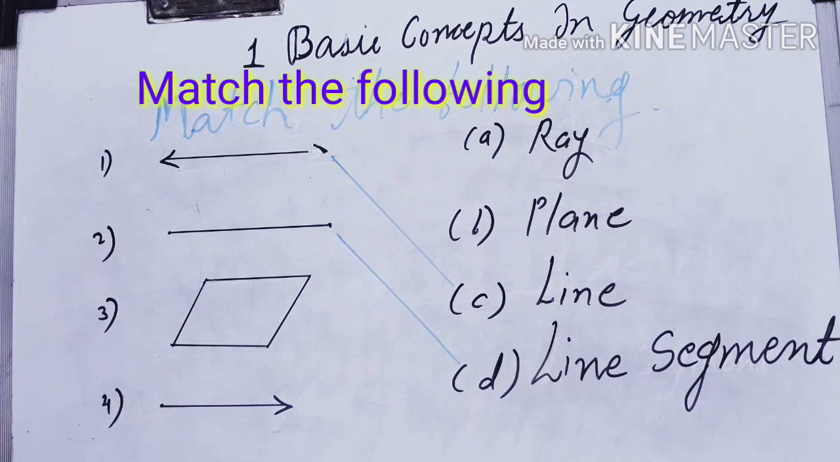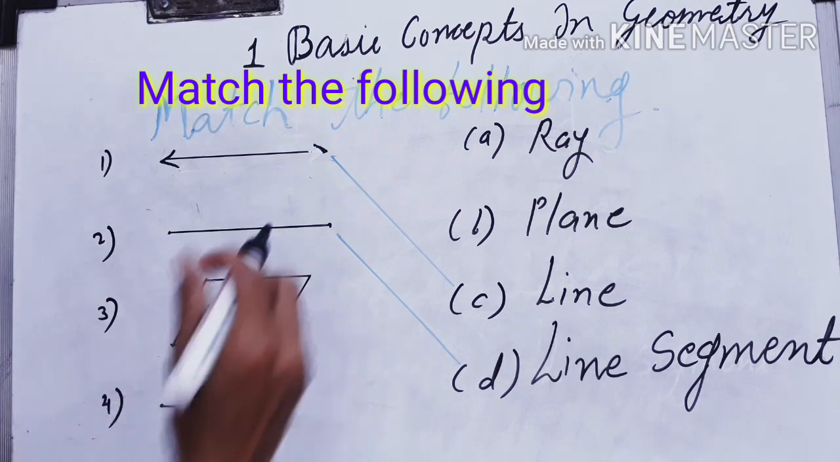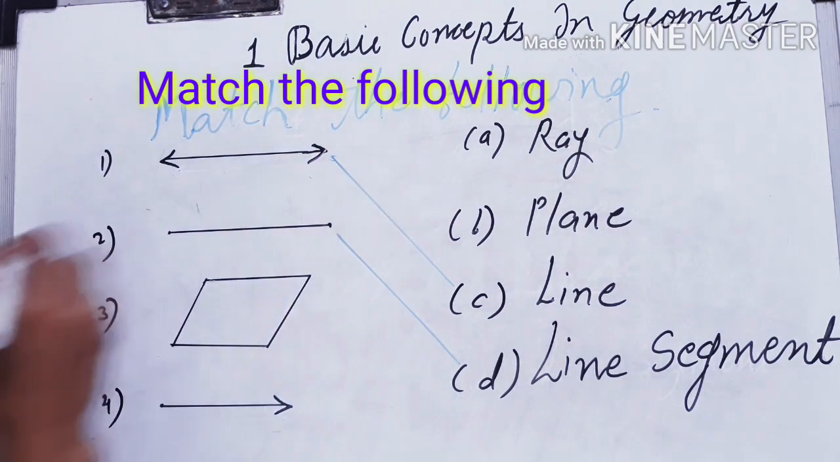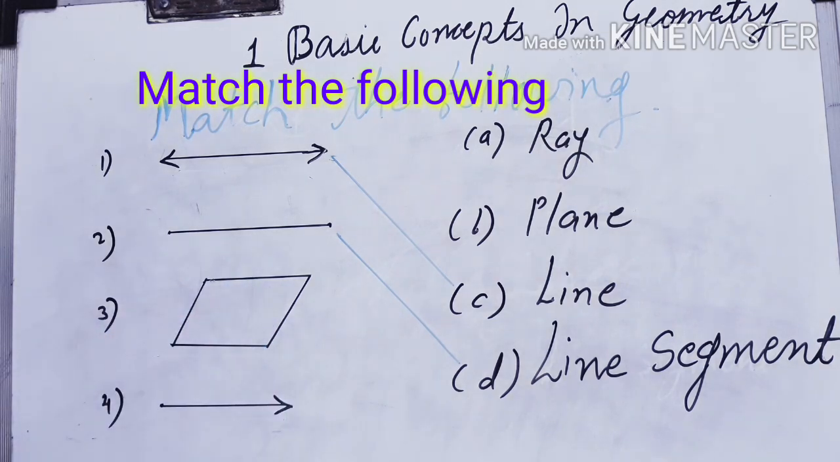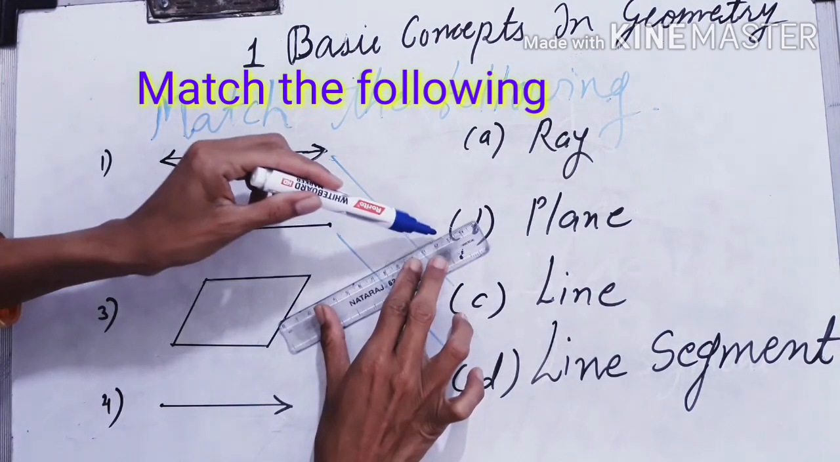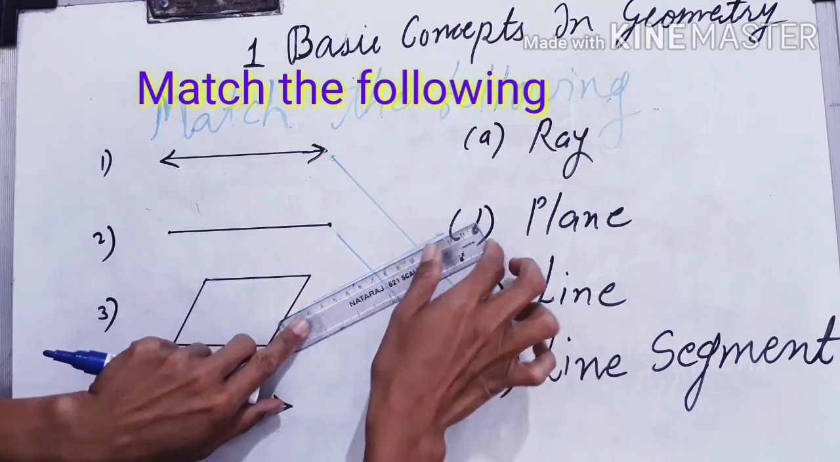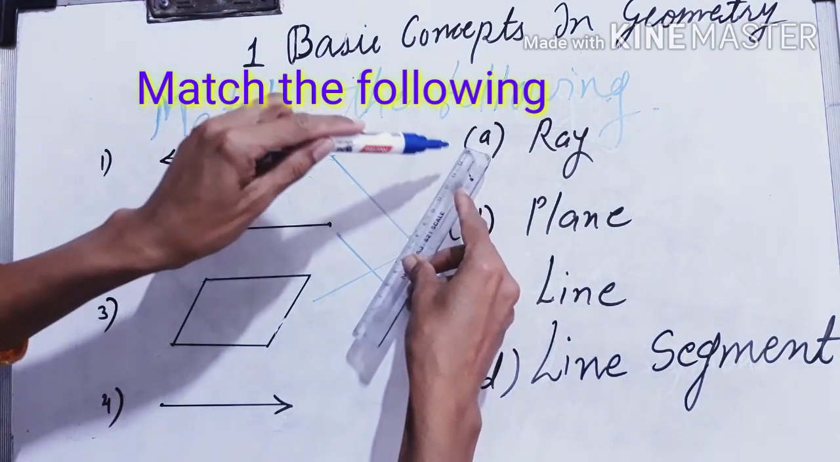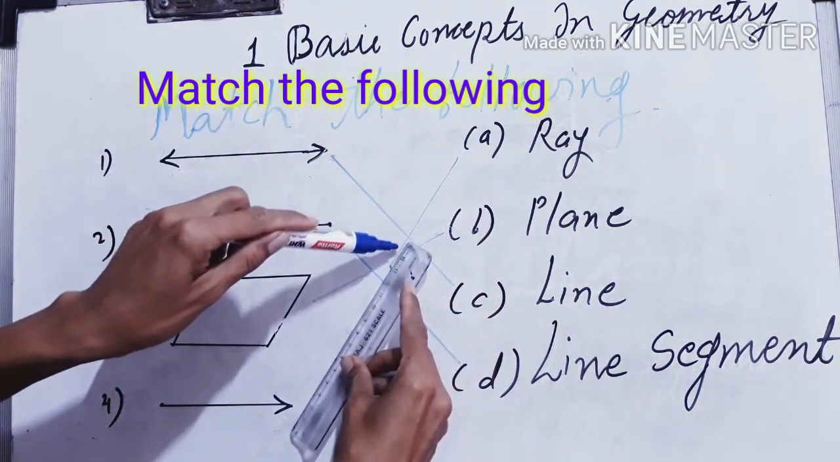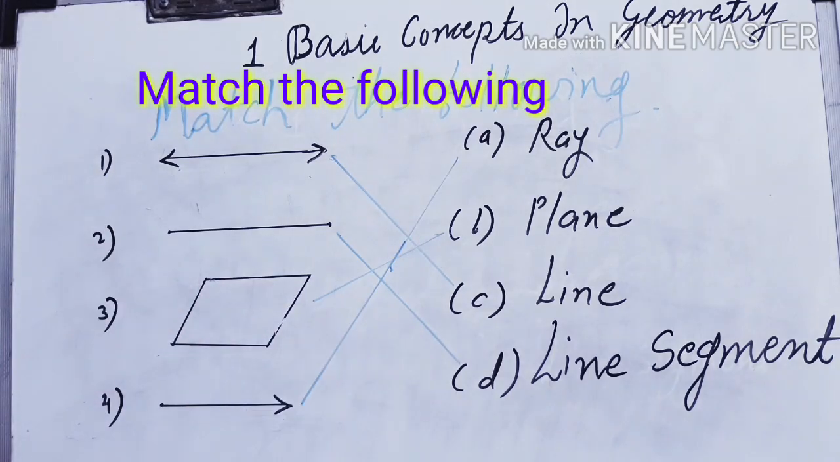Then this is the third figure. What do you see in the third figure? Yes, here a flat surface is there. A flat surface is known as the plane. Yes, this is the plane. And the last figure, here you can see the starting point is there and only one side arrow is there. That means this is a ray. This figure is of a ray. So I can join this figure to the ray.